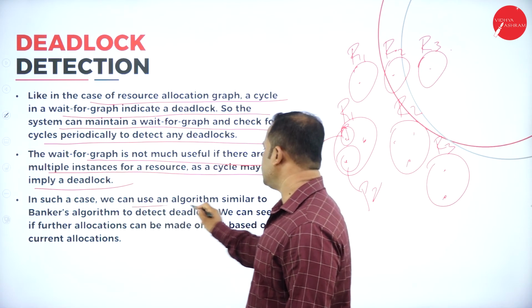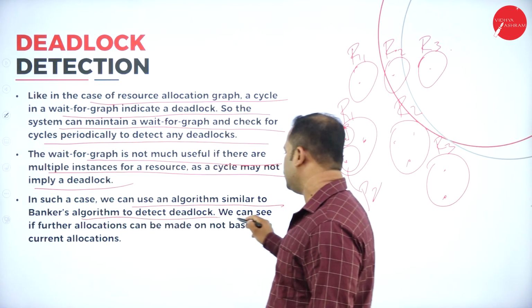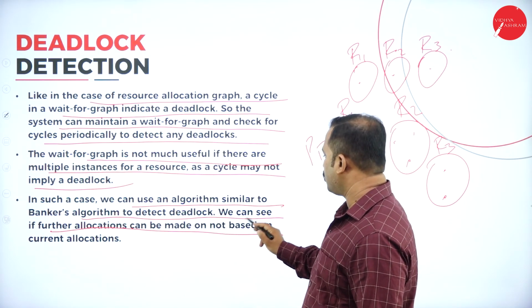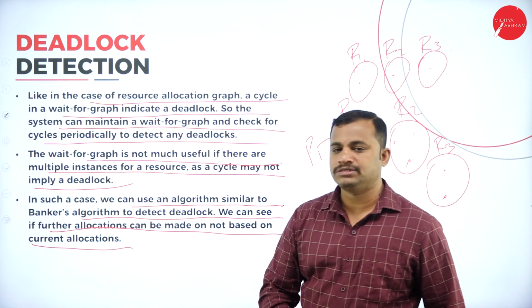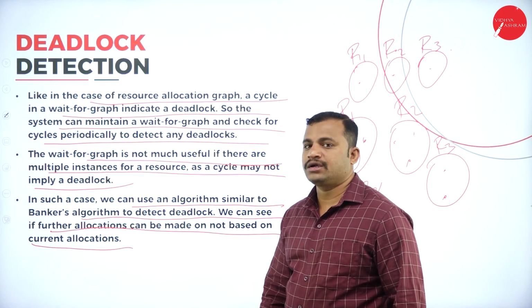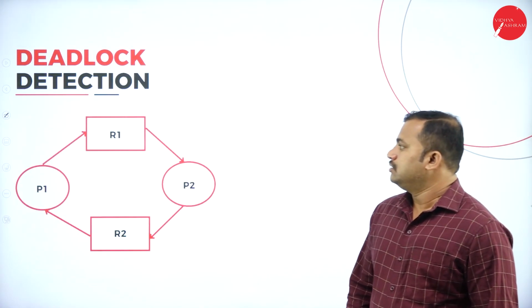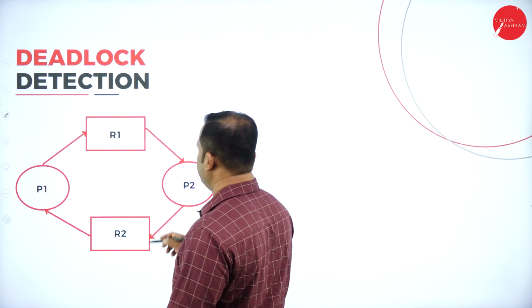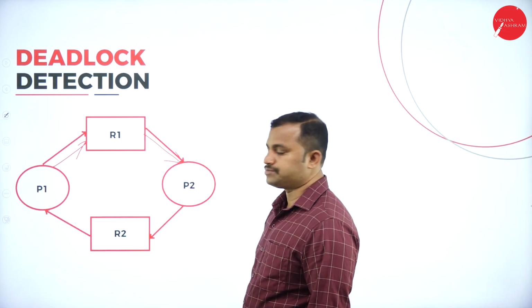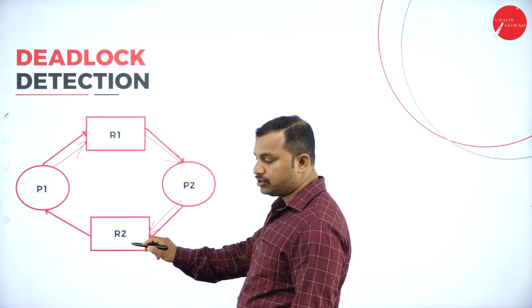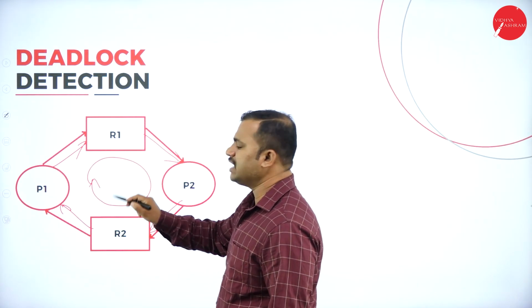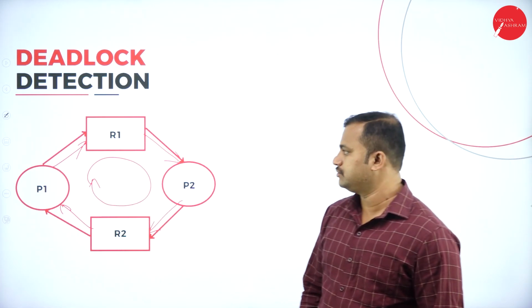In such a case, we can use an algorithm similar to Banker's algorithm to detect deadlock. We can say whether further allocations can be made or not based on the current allocations. That means the current state of the system is considered for detecting whether the deadlock can occur or not. So if you look at this diagram, P1 is requesting for resource R1, but R1 is assigned to process P2. P2 is requesting for R2, but R2 is assigned to P1. So this leads to a cyclic graph. This cyclic graph leads to a deadlock situation.